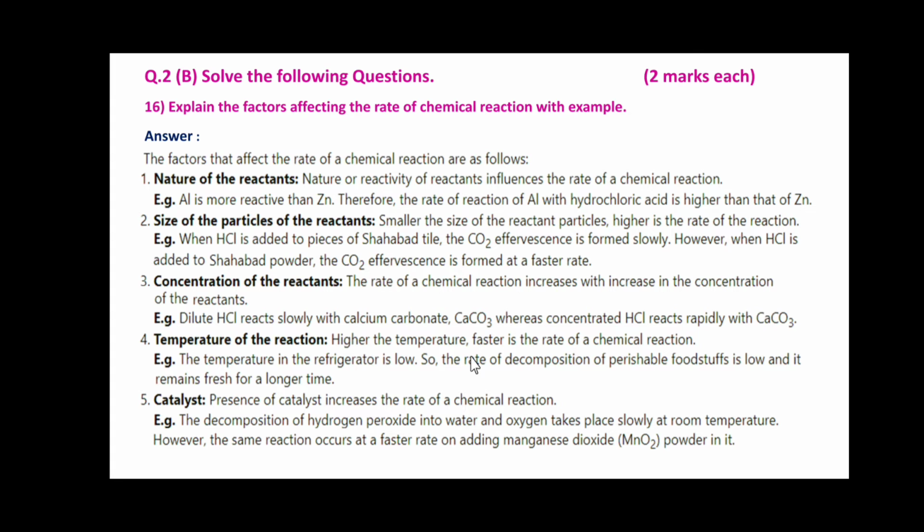Temperature of the reaction. Higher the temperature, faster is the rate of chemical reaction. For example, the temperature of the refrigerator is low, so the rate of decomposition of perishable foodstuffs is low and it remains fresh for a longer time. Catalyst. Presence of catalyst increases the rate of chemical reactions. For example, the decomposition of hydrogen peroxide into water and oxygen takes place slowly at room temperature. However, the same reaction occurs at a faster rate on adding manganese dioxide powder to it.